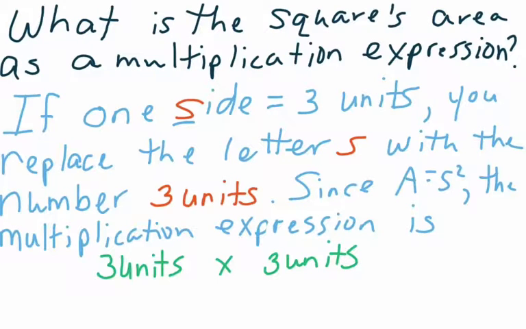So, what is the square's area as a multiplication expression? If one side, represented by the S, is equal to 3 units, you replace the letter S with the number 3 units. Since area, or A, equals side squared, the multiplication expression is 3 units times 3 units. Okay, that's what the expression is.